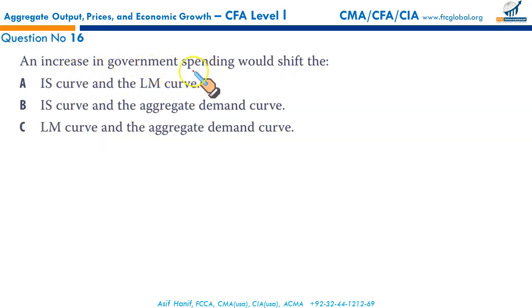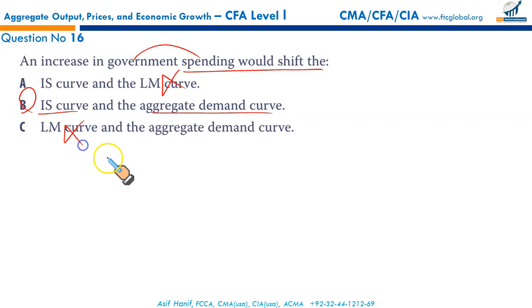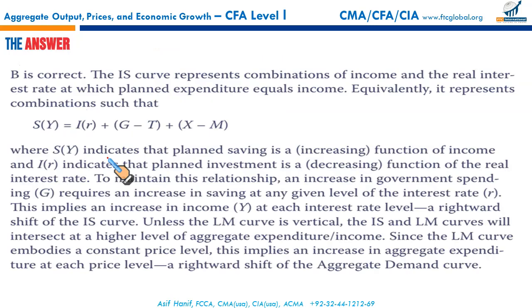An increase in government spending would shift what? Well, since the LM curve embodies a constant price level, that is out of the equation. Now, this implies an increase in aggregate expenditure. Government spending is a part of expenditure. So when expenditure increases, it will shift the IS curve, and it will also shift the aggregate demand curve to the right. So that makes B the correct option. LM is rejected because the LM curve embodies a constant price level. So that makes B the correct option.